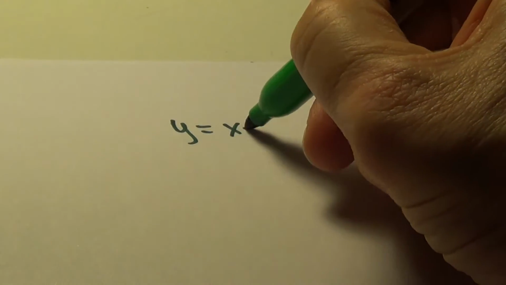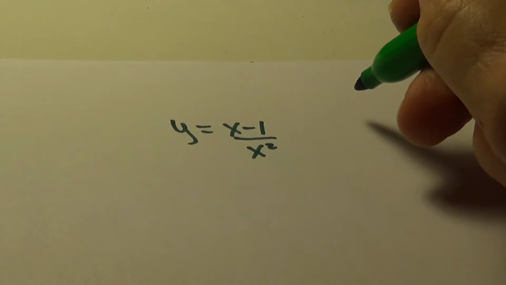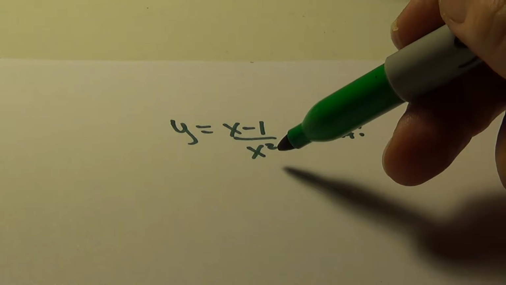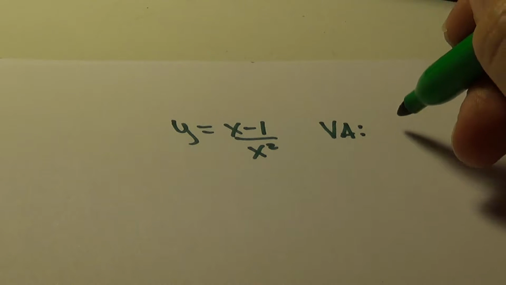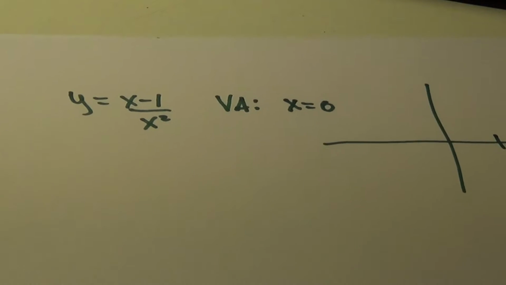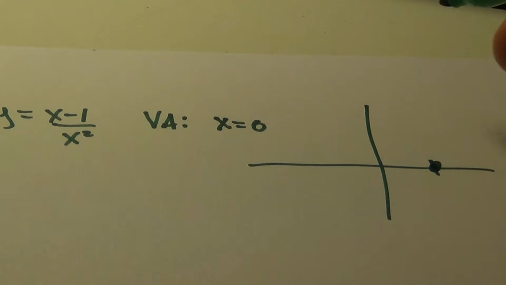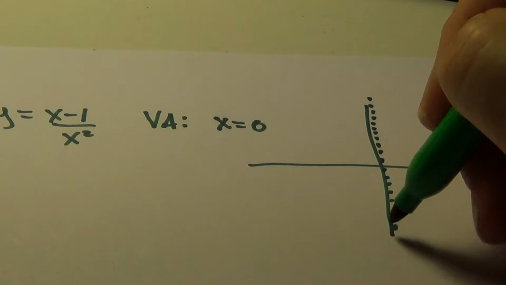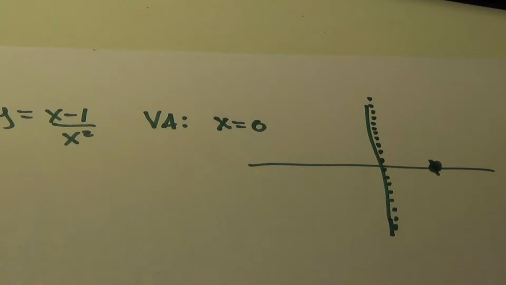And again, dipping down into the pre-calc era of your life. All right, so y equals x minus 1 over x squared. The vertical asymptotes are what causes the function to be undefined, and the denominator equals 0 at x equals 0. So far we've got an intercept at 1, and an asymptote synonymous with the y-axis, which is x equals 0.